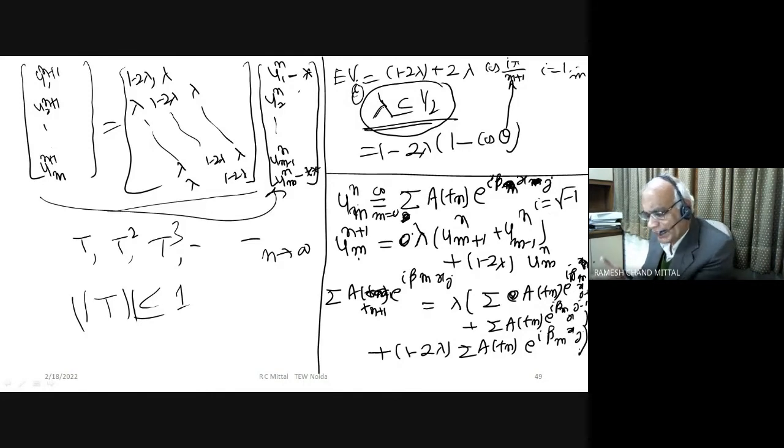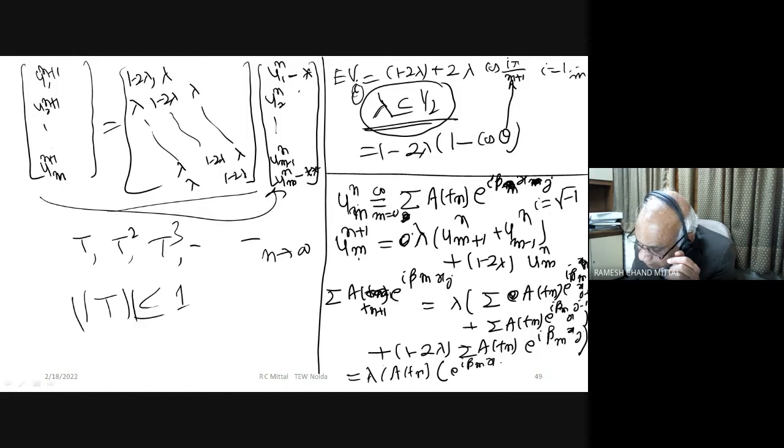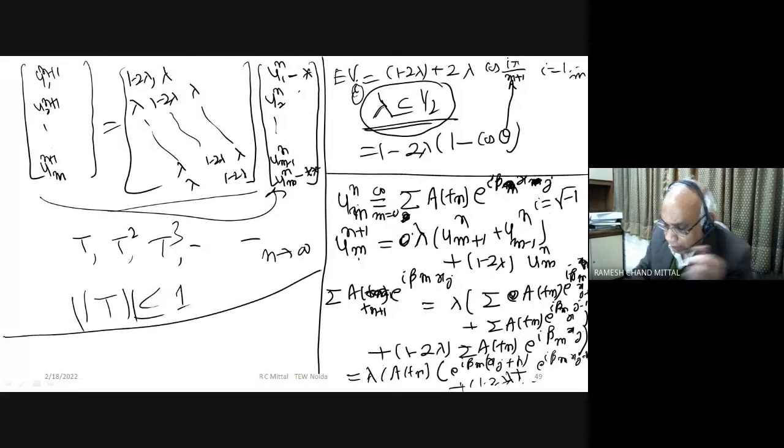Now you have two infinite series, left side one infinite series, right side another infinite series. So you will equate term by term. What I mean to say is, please understand now. On the right side I can write properly like this: lambda times A_n, which is coming in both sides, so I write this way, and then for j plus 1, I write e^{iβ_m (x_j + h)}, because x_{j+1} is x_j plus h, and similarly this becomes e^{iβ_m (x_j - h)}. This is this factor, plus the next factor remains the same. So 1 minus 2 lambda remains the same.